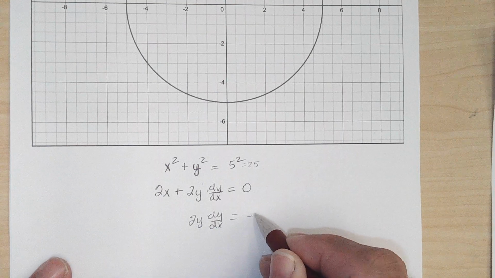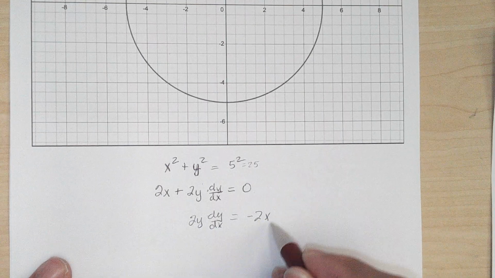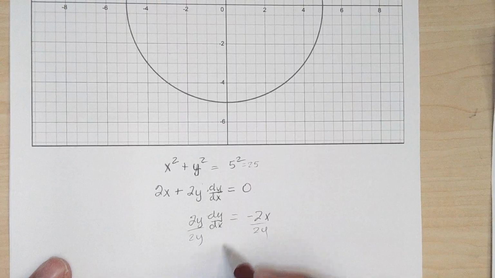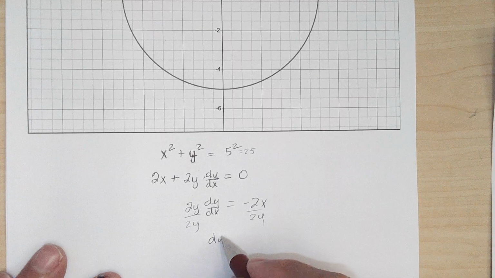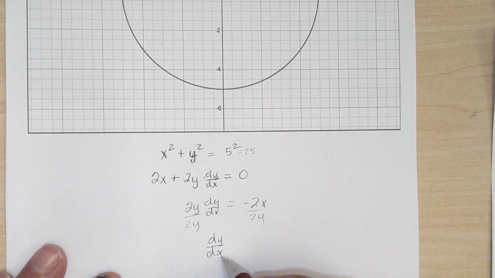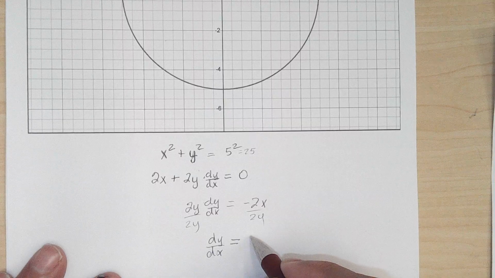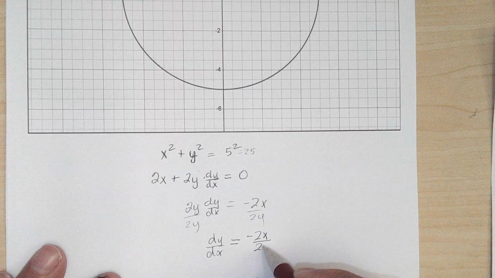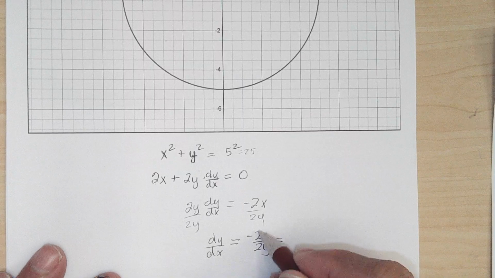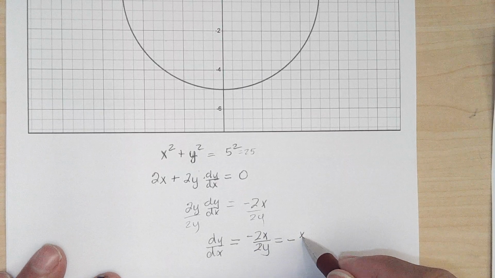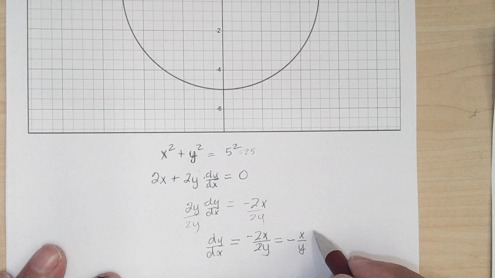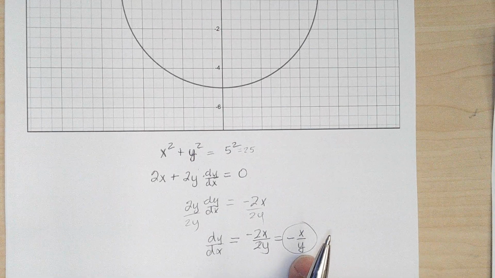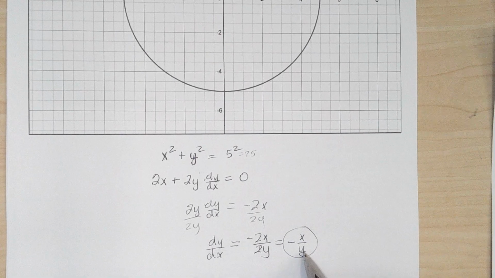dx is minus 2x. Divide by 2y on both sides, and we get dy dx, the derivative, is negative 2x over 2y, or simplifying, the 2's can cancel, negative x over y. Now, this is not strictly a function of x. It's x and whatever y is.